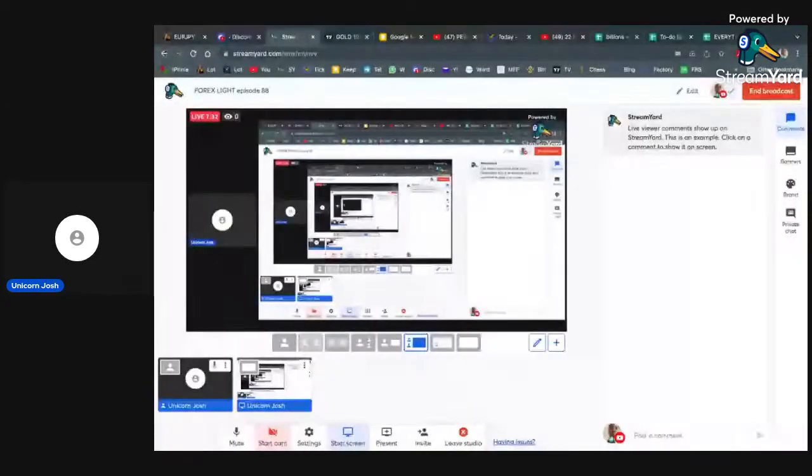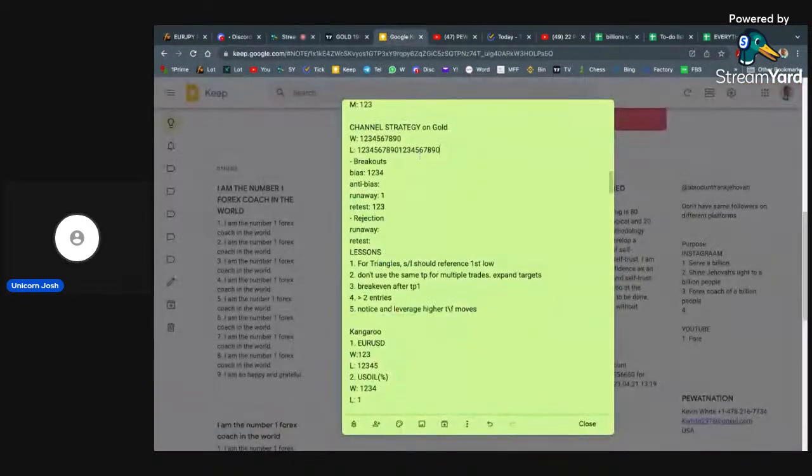Okay, so I'm going to share my window so that you can see all the tabs I'm working on. Okay, good. So let's see. This is my notes. As you can see, channel strategy on gold.